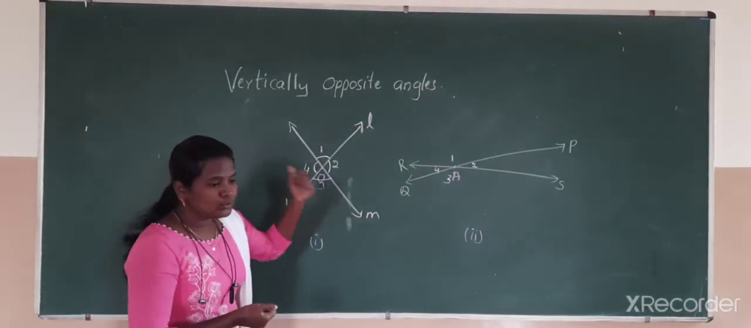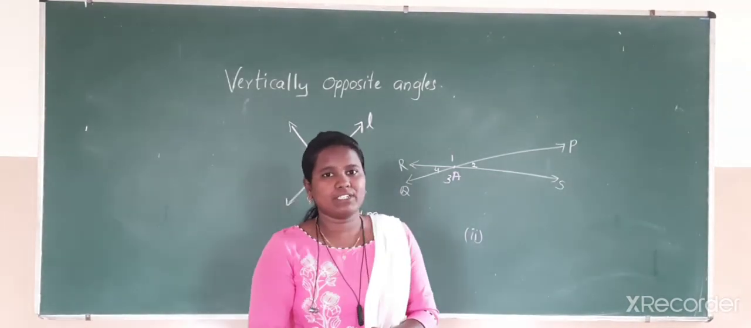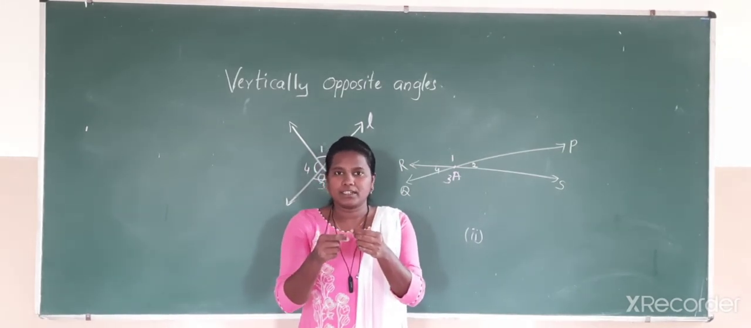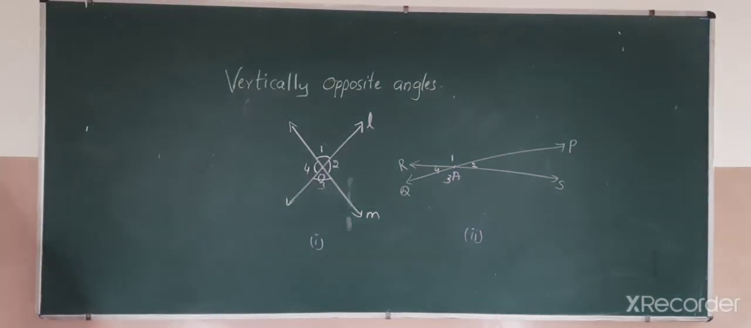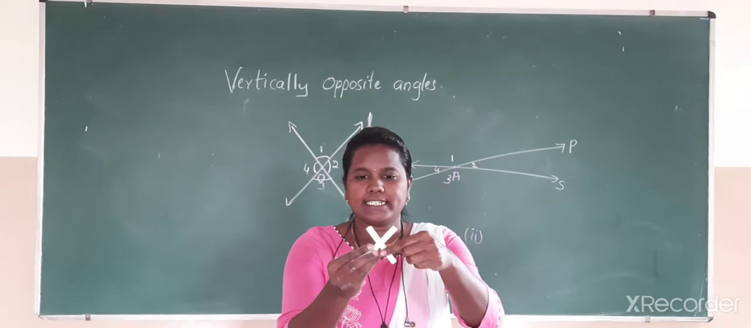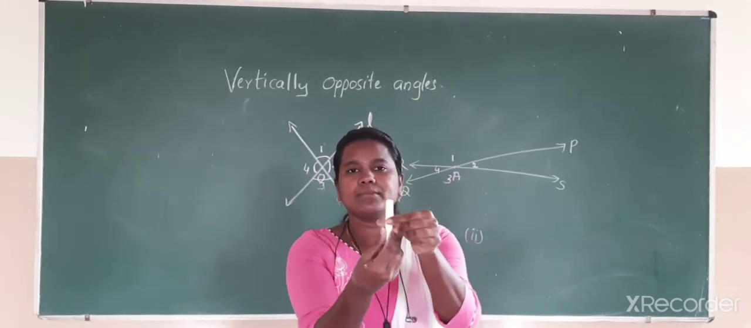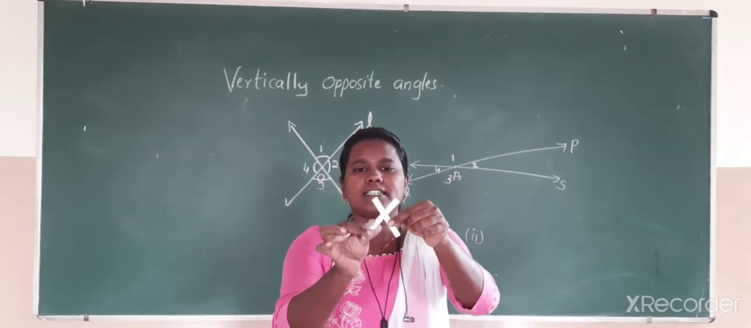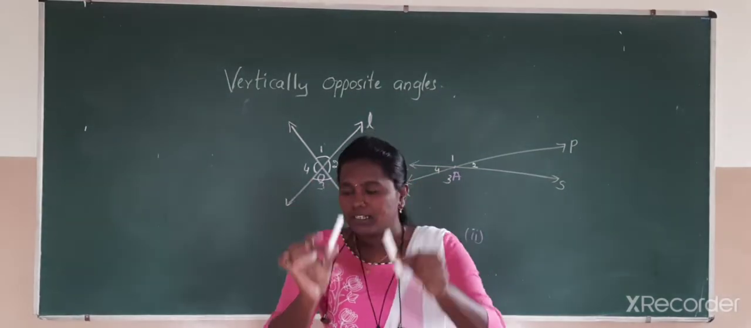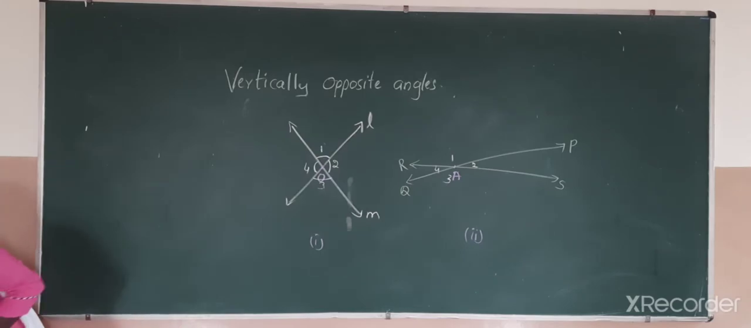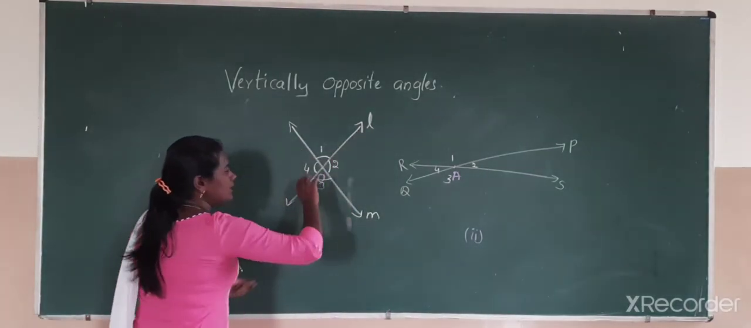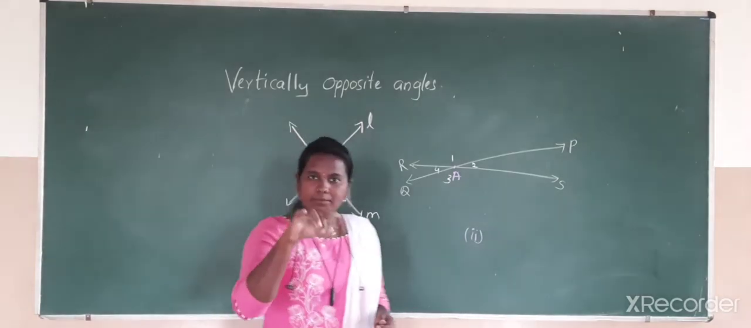Here, if you do the activity, how to do the activity? Take 2 pencils or pens, tie them with a rubber band. Just tie them here and just turn them. You are going to see that 4 angles are formed, isn't it? Then trace them on the paper. Just trace them and keep them on the tracing paper.